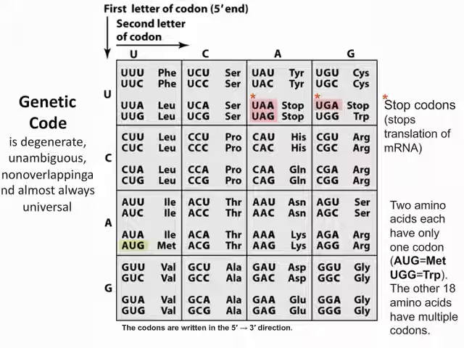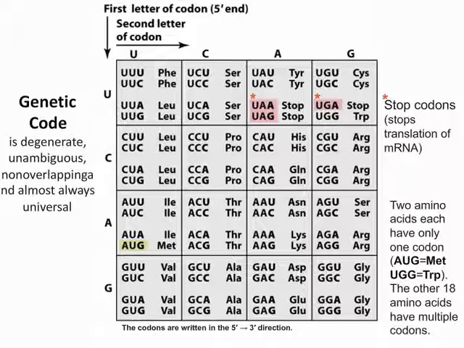Okay, the next one is that it is non-overlapping. The mRNA doesn't contain any extra nucleotides. It's read sequentially starting from the start codon, AUG, and ending at the stop codons, UAA, UAG, and UGA. So none of them will ever overlap. And then it's almost always universal because most of the time the codons specify a certain amino acid, but in some cases, like in human mitochondrial mRNA, UGA, which is normally a stop codon, actually specifies tryptophan. That's what makes it almost always universal.